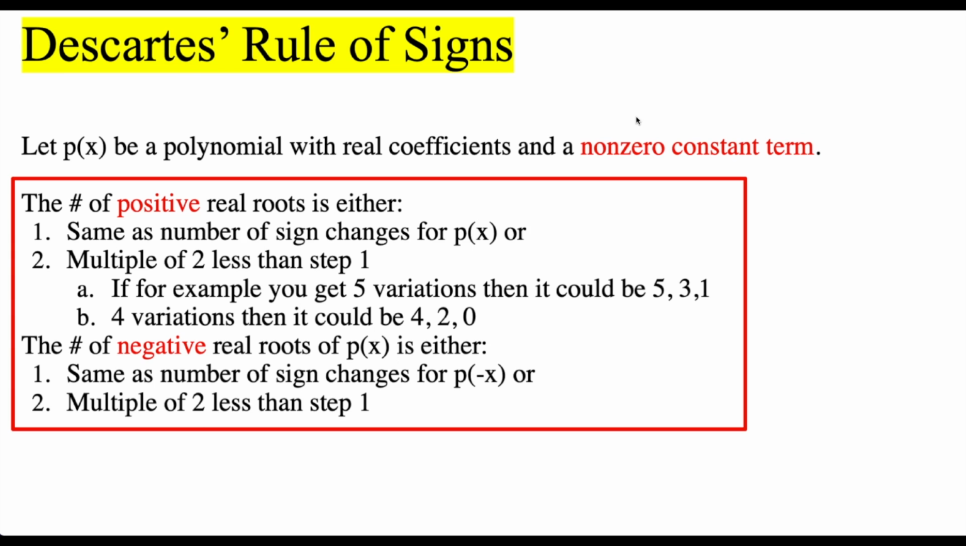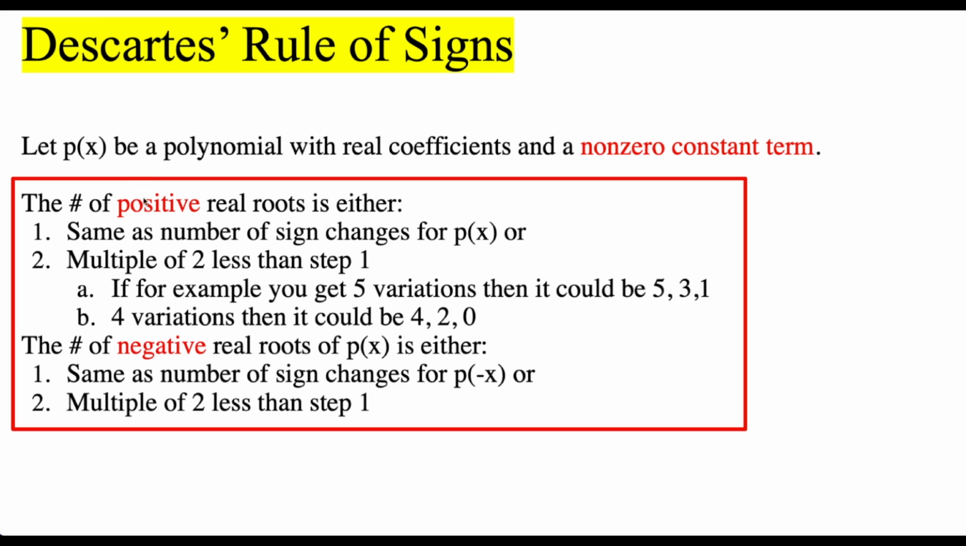Okay, in this video, we are going to go over Descartes' rule of signs. It definitely looks way more complicated than it is, but let's begin. It says let p of x be a polynomial with real coefficients and a non-zero constant. So the constant at the end is a number and it's not zero. They're real coefficients. You don't have imaginary numbers.